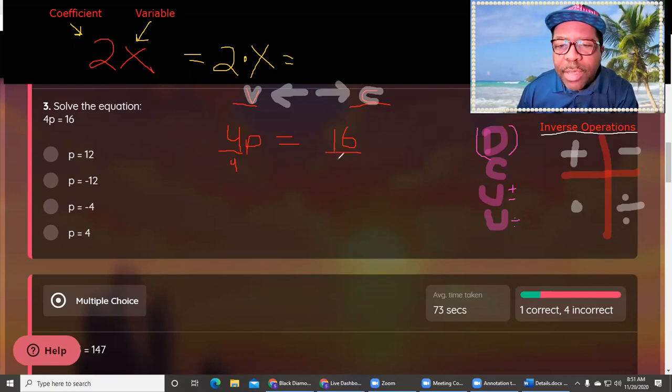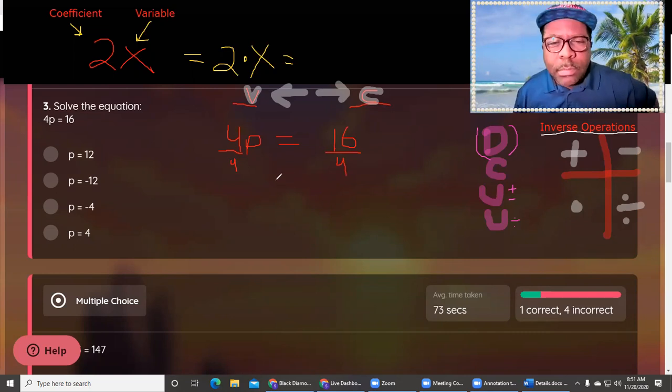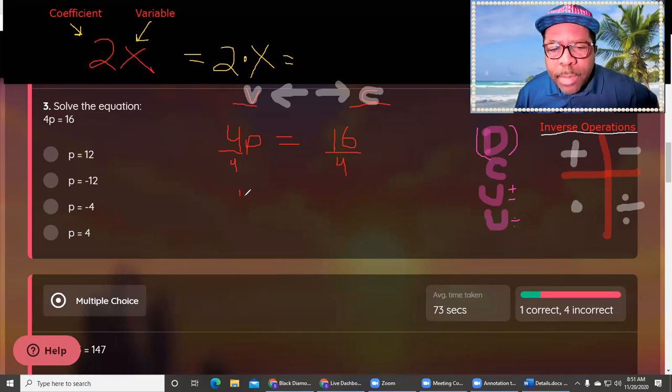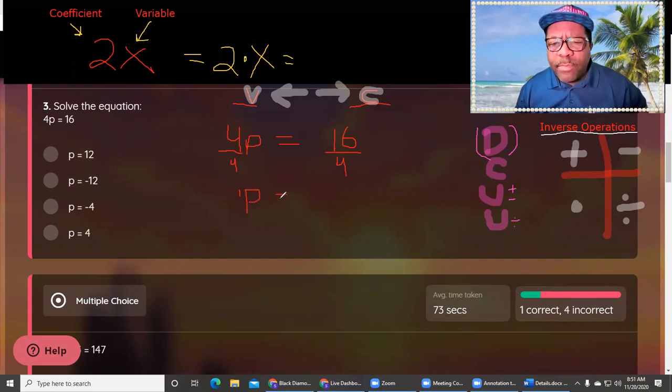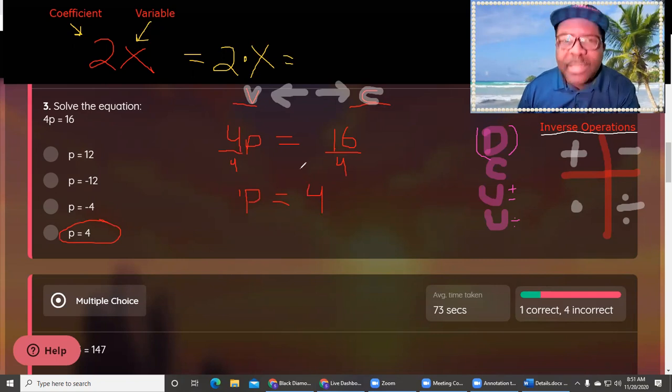And on this side, we're going to make a fraction. Okay, so 4 goes into 4 one time. I'm making the 1 really small, because really, if you have p, that really means 1p. And in your handy dandy calculator, you'll see that 4 goes into 16 4 times. So here's the answer. That's the answer.